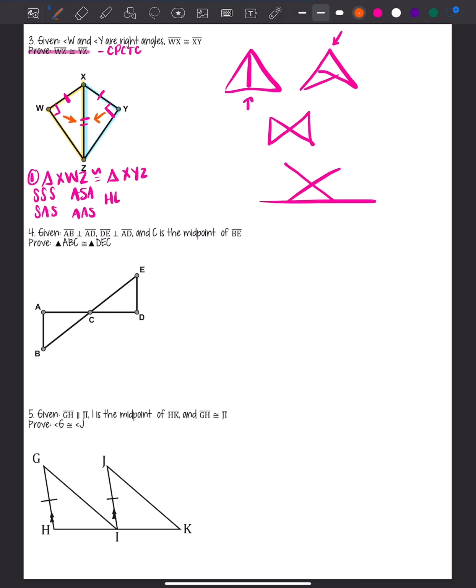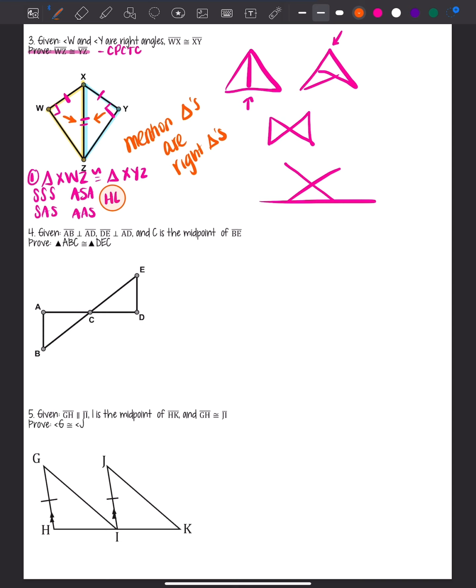So I see that I have a hypotenuse and a leg. My 2 hypotenuses are congruent and my 2 legs are congruent. So I can say that these 2 triangles are congruent by HL. However, I cannot use HL until I mention, let me write this down, that the triangles are right triangles. So I know that angle W and angle Y are right angles, but I need to mention that triangle XWZ and triangle XYZ are right triangles. And so that's the statement that I'm going to make.